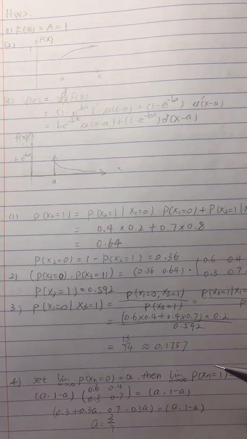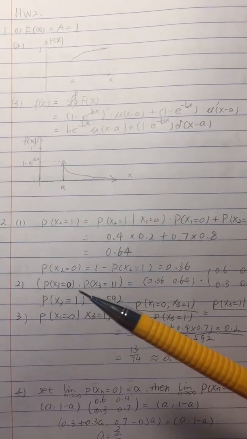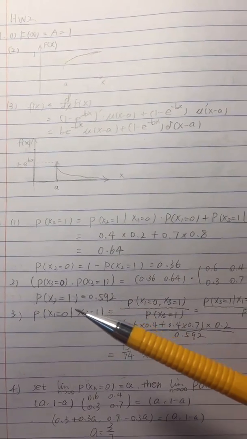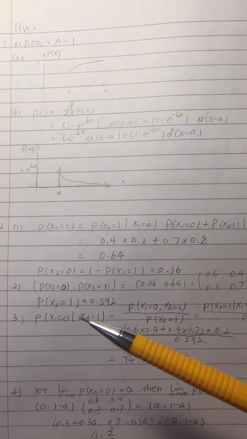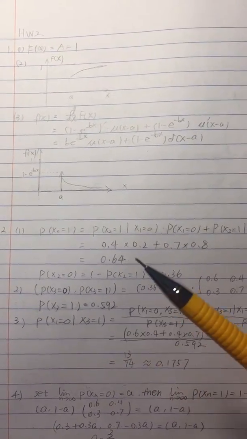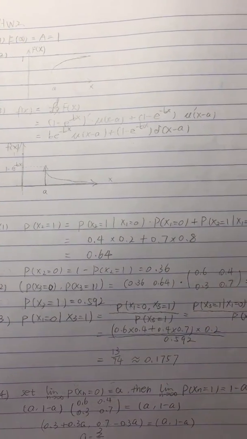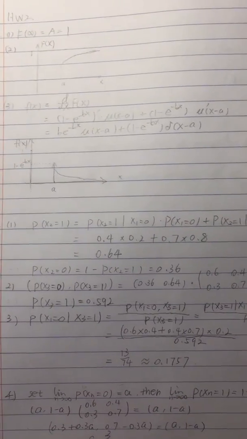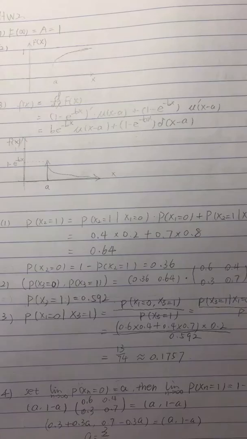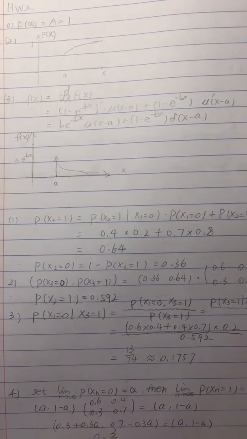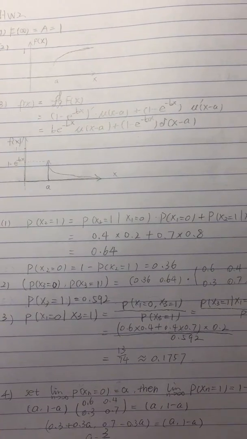Since the probability of x2 equals 1 is 0.64, the probability of x2 equals 0 is 1 minus the probability of x2 equals 1, which is 0.36. The second question: the method we use is pretty much similar to question 1.